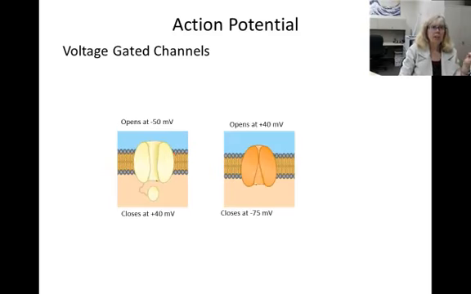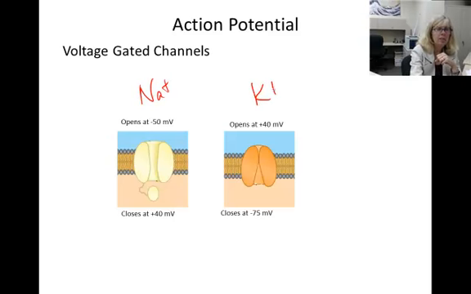The other 2 channels are these: a voltage-gated sodium channel, which is closed at resting potential, but opens when the membrane depolarizes at about negative 60 millivolts, and then closes when the membrane reaches positive 40 millivolts. And there's a voltage-gated potassium channel, which is closed at resting potential, but opens at roughly 40 millivolts, and then closes when the membrane falls to negative 75 millivolts.